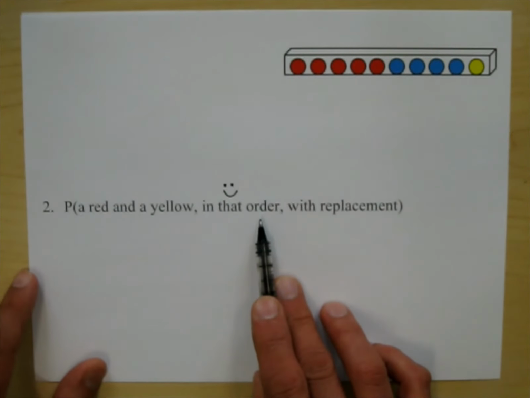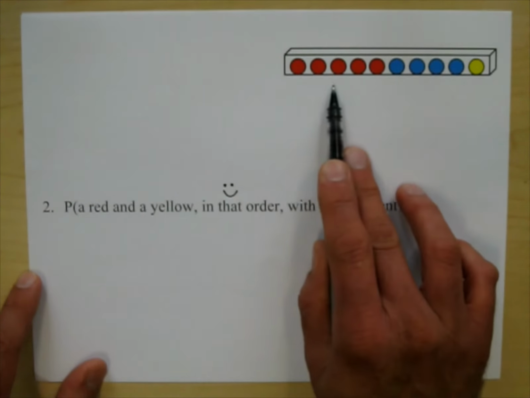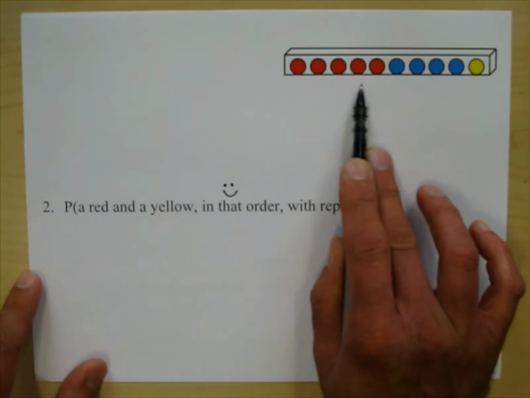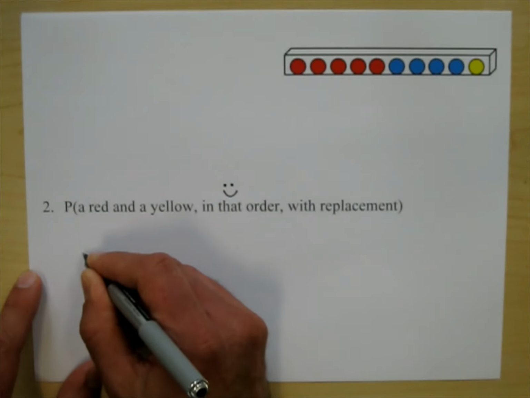Okay. So I'm going to start off with the red. What is the probability of pulling a red out of that box? Well, it would be 5 reds over 10 marbles.